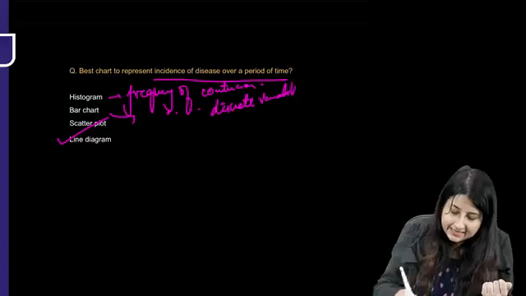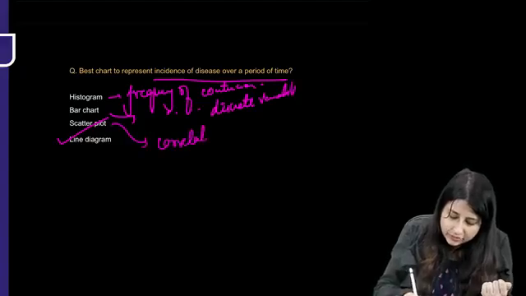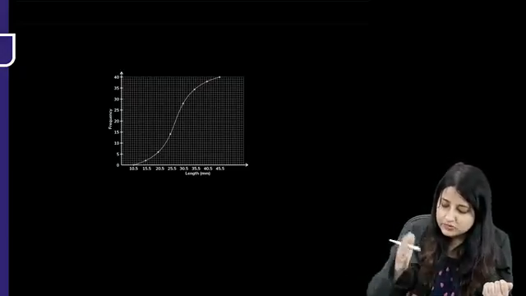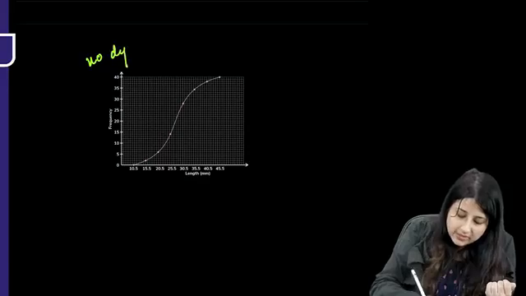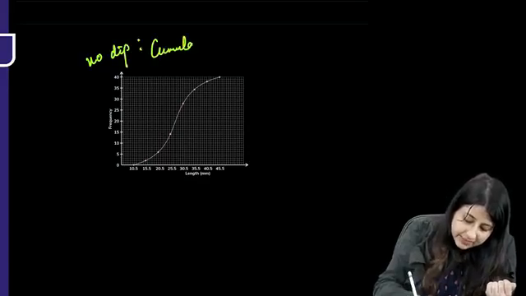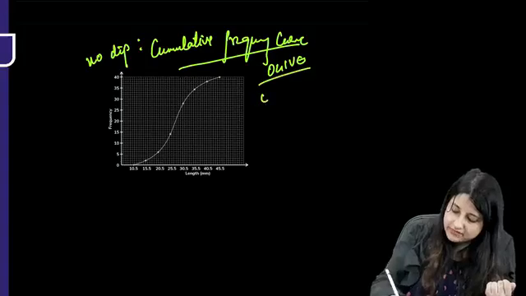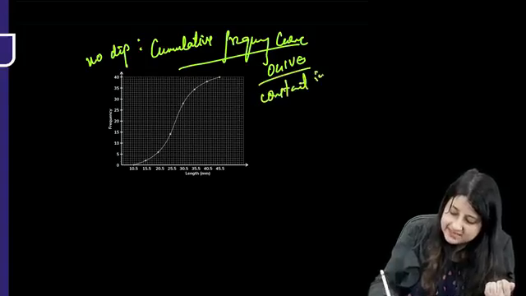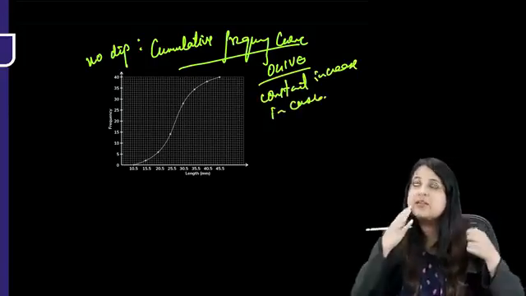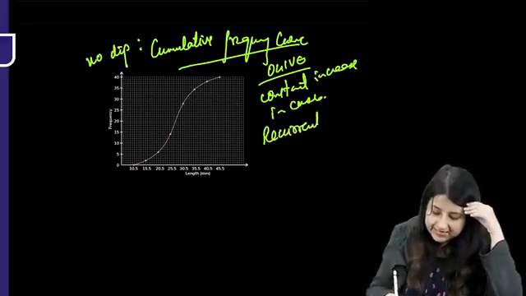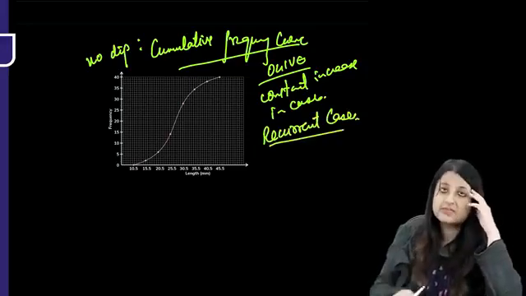And what is a scatter diagram? This represents the correlation between continuous variables. Now here you see that there is no dip. So this one over here is nothing but a cumulative frequency curve, also known as an ogive. Here we are seeing a constant increase in cases, like it happened in the case of COVID in 2021 from January to May. There is no dip. Even if they ask you, recurrent cases can be represented by a cumulative frequency curve.